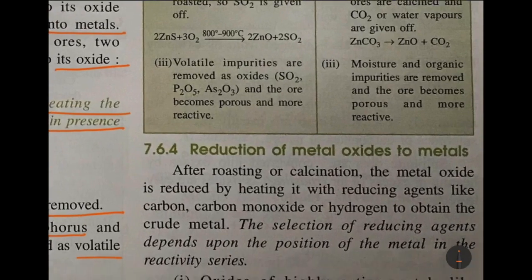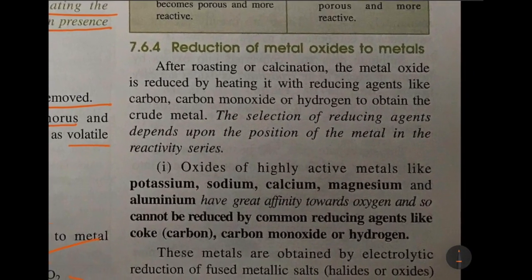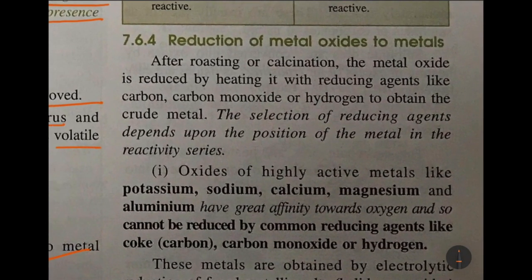Okay, and learn it. Now, reduction of metal oxides. Now we got the ore as an oxide, so now we need to reduce the metal oxides to metal. That means we need to remove the oxygen and then get the metal. So that is after roasting or calcination, the metal oxide is reduced by heating it with reducing agents like carbon monoxide or hydrogen, to obtain the crude metal. Okay, it is not pure. Crude metal means it is not pure metal.